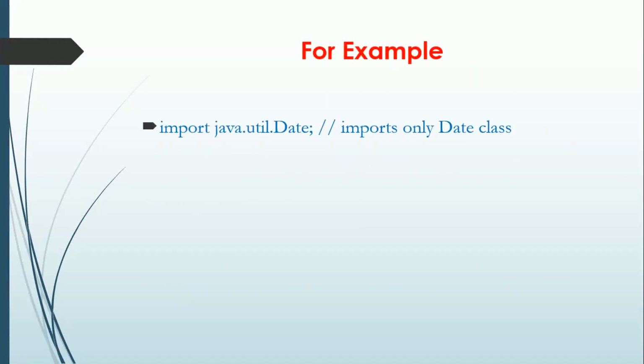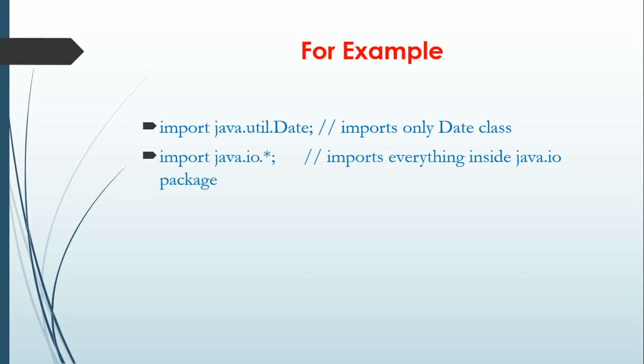For example, import java.util.Date imports only the Date class, which is under the util package of the Java package. But if we want to import all the classes inside the java.io package, then what do we do? We just write import java.io.star. So with the help of star, we can import the whole classes.